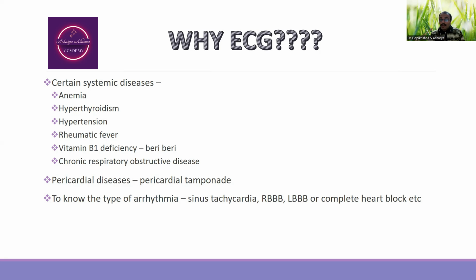To know the type of arrhythmia, for example, sinus tachycardia or sinus bradycardia or sinoatrial block or atrioventricular block or complete heart block or right bundle branch block or left bundle branch block, etc., can be diagnosed by looking specifically into the rhythm strip of the electrocardiogram.